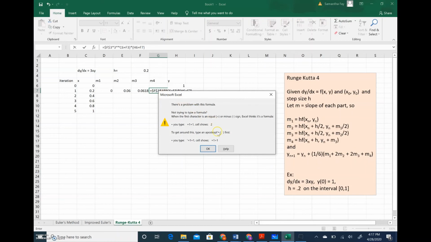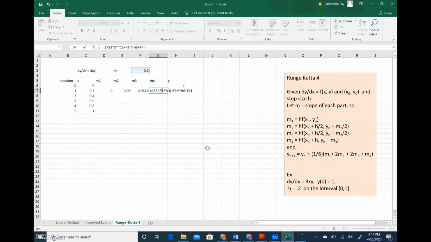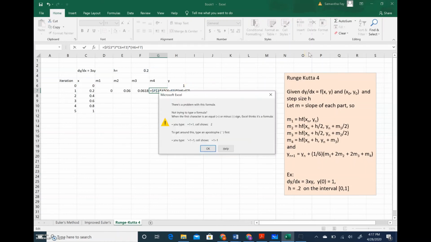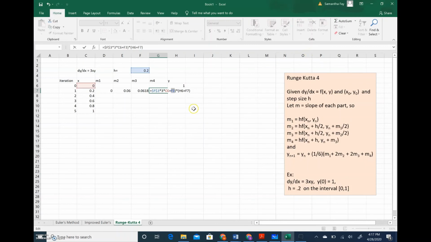Nope, and I forgot something. Let's see. Oh, I got a double multiply in there. Yep, let's see how that one works out. Nope. Okay. Oh, I see. Okay. When I meant to put in an equal sign, I actually put in another multiply. Okay, there you go.